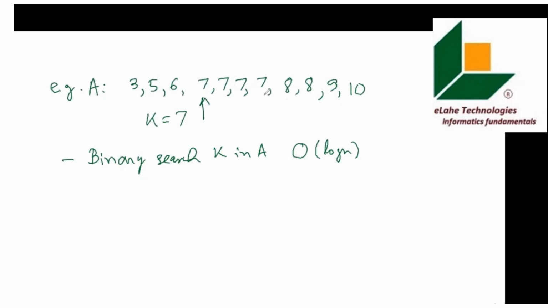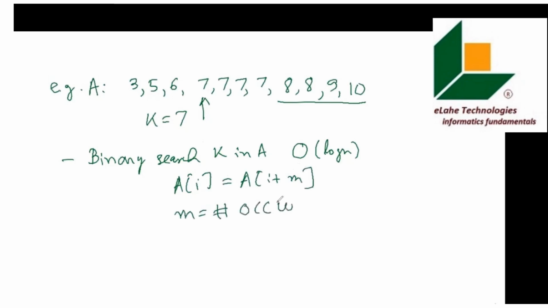And then we record how many occurrences we have deleted, and everything else now goes back so many spaces, right? For example, here we would record that we have deleted 4 occurrences of 7, and all the elements after 7, 8 onwards, they would be moved back 4 positions, right? So A[i] would become A[i+m], where m is the number of occurrences of K.